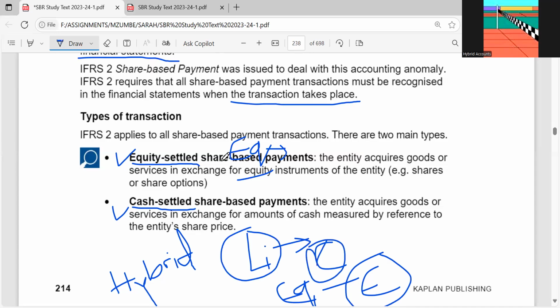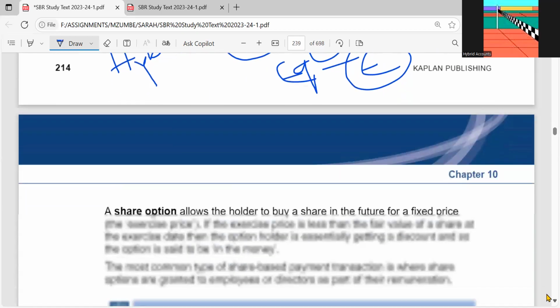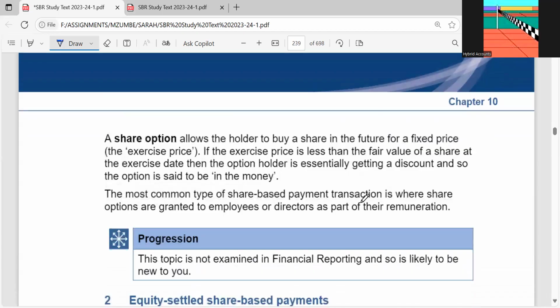That's why we say equity settled share-based payments are where the entity acquires goods or services in exchange for equity instruments of the entity. At the end of the day, the company would have to issue shares or share options. Well, for cash settled, the entity acquires goods or services in exchange for amounts of cash, but that cash is determined by the share price. And that's why you call it cash-settled share-based payment. All right, they're now trying to give examples, maybe examples of share options.